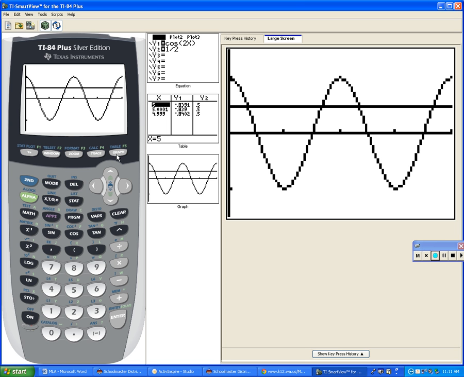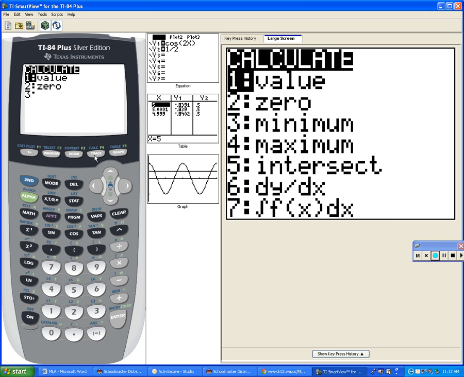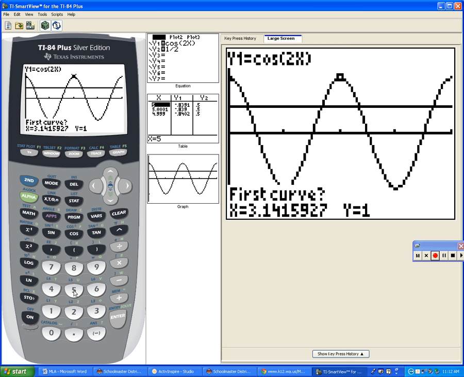All right, so how do I find these 4 answers? We've done this before. Second, trace. I want to know where they intersect, which is option number 5. Then you use second and hit the trace button, or second calc, or second F4, or whatever. It's asking, is this the first curve that you want to find the intersection of? Yes, so you hit enter. Is this the second curve? Yes, so you hit enter.